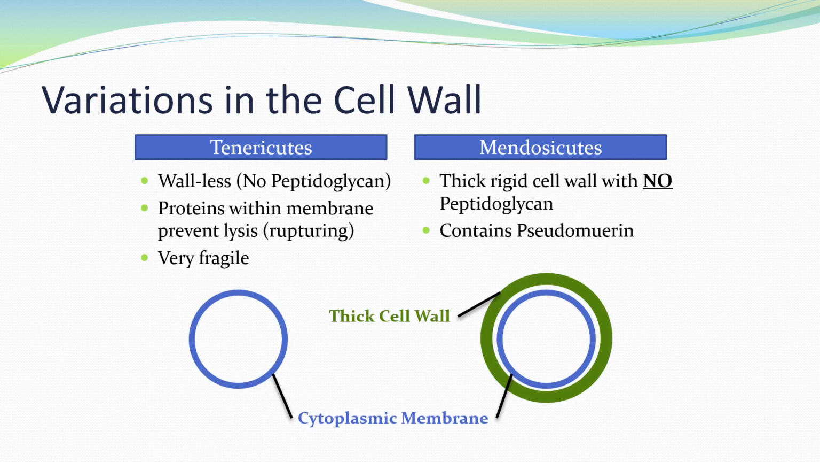Then our Tenericutes, which are going to be bacteria that lack a cell wall. They're considered soft-skinned. They don't have peptidoglycan. The proteins within the membrane prevent lysing, but they're very fragile. So these are our mycoplasmas. Again, this is still bacteria, but they lack a lot of the structures we were just talking about with gram-positive and gram-negative. They are neither of those. And then we have Mendocicutes. So these are going to be our archaea. So these are those primitive cell walls, no peptidoglycan, and unusual nutritional habits.